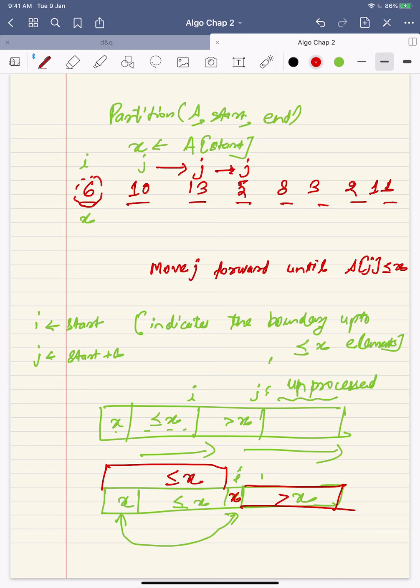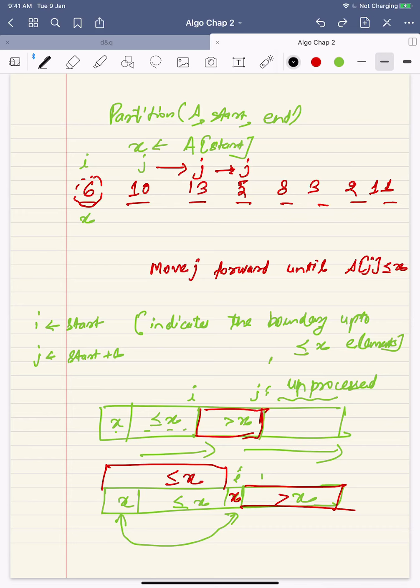less than or equal to x. That's where you should do something. This element cannot be in this boundary, right? This is less than x. So what you do is something interesting. You say, okay, I have to maintain a boundary without doing too many changes.